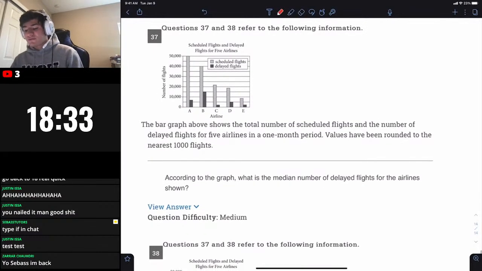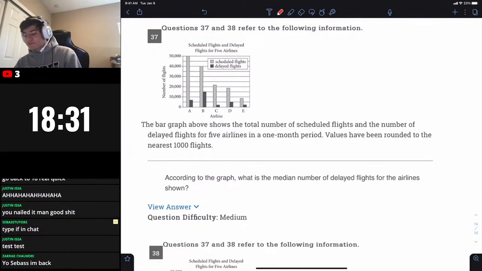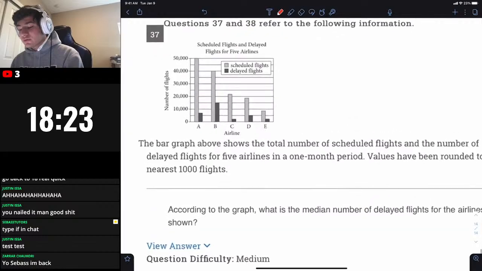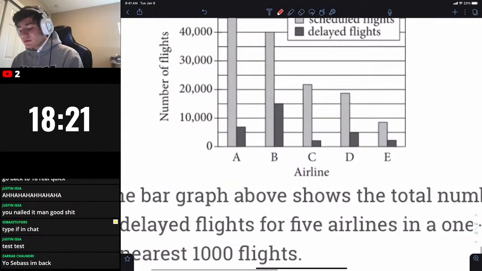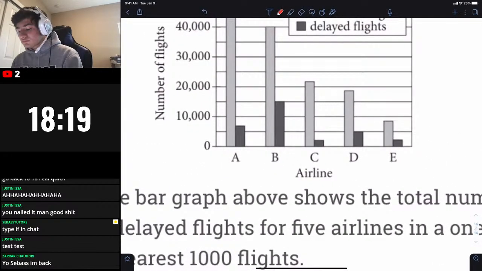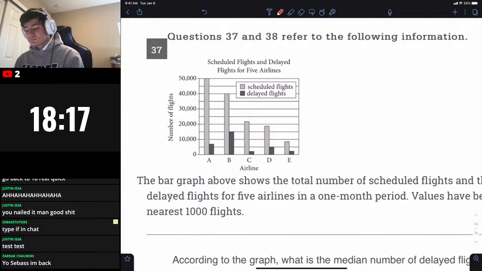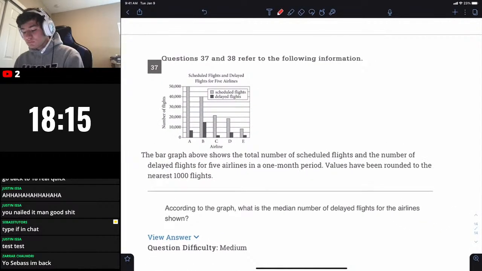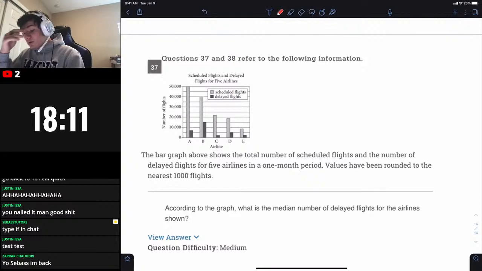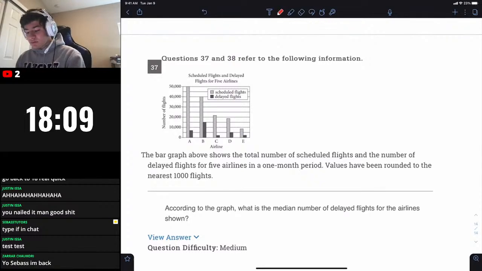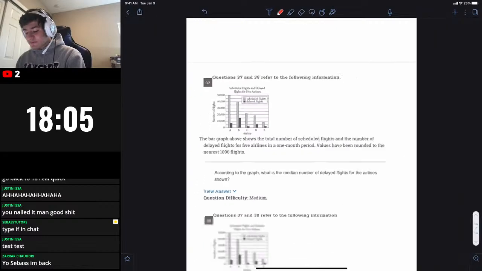37 and 38 refer to the following information. The bar graph above shows the total number of scheduled flights and the number of delayed flights for the airlines in a 1-month period. Values have been rounded to the nearest 1,000 flights. According to the graph, what is the median number of delayed flights for the airlines shown? I don't know. There's no way of knowing what the median number is. What is the median number of delayed flights for the airlines shown?